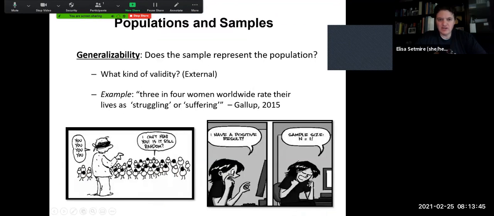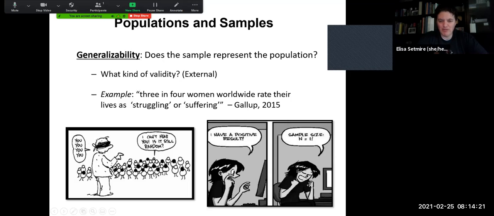So first thing to mention here, when we're talking about populations and samples, we're looking at a concept that is very central to external validity, which we mentioned previously, and that's something called generalizability. Does the sample that we're using represent the population? So for example, if you see a claim, something like 3 in 4 women worldwide rate their lives as struggling or suffering, where did they get those women? So where did they gather that sample? Where is that data coming from?